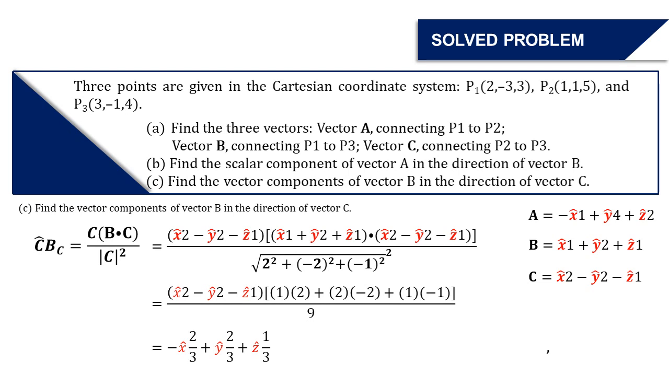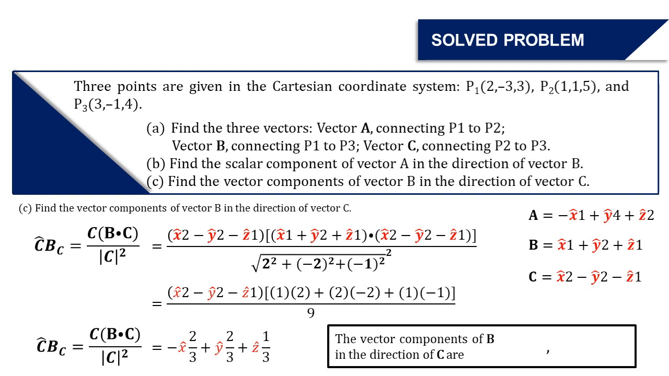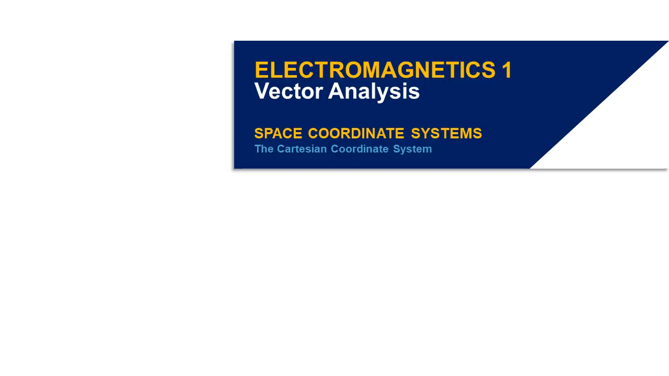So, ang tinatanong dito, vector components. Okay, vector components. The vector components of vector B in the direction of C are the following: negative x hat 2/3, y hat 2/3, and z hat 1/3. Meron kang tatlong vector components ng vector B that is in the direction of vector C. That's it. Mabilis lang itong Cartesian coordinate system kasi palagi naman natin yan ginagamit. Very common itong Cartesian coordinate system.